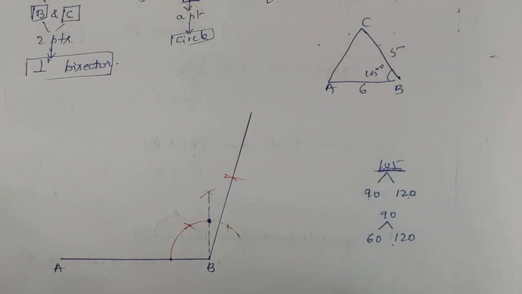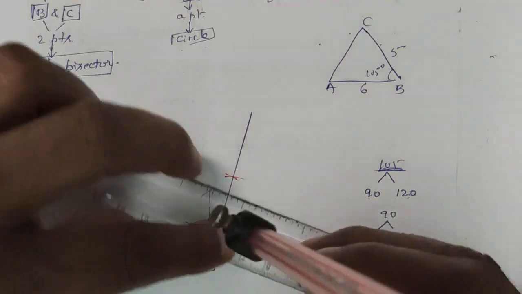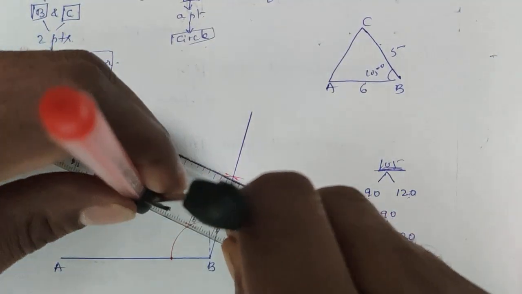Now 105 degrees is over. Next is BC, 5 centimeters. Take a ruler and measure 5 centimeters.